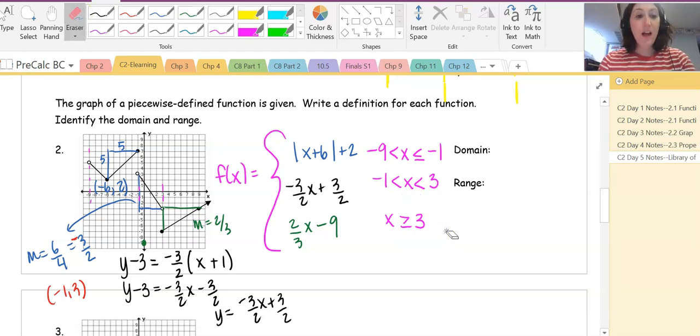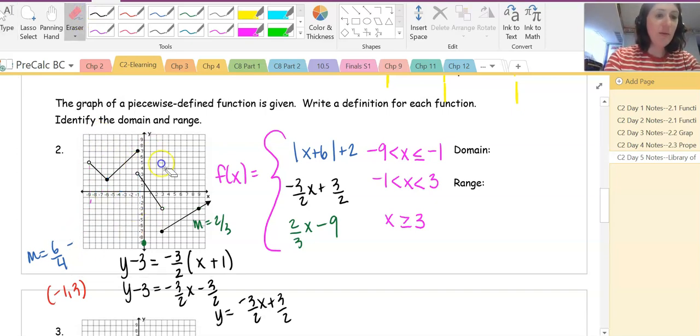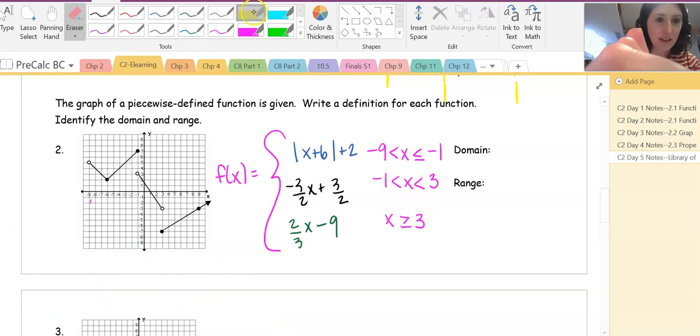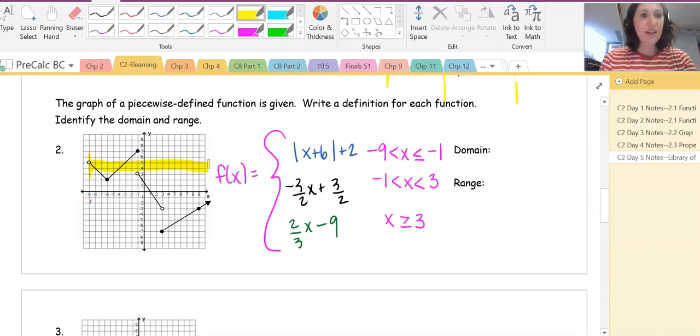Okay. Now, domain. I'm going to erase all this so that I can actually see what was originally there. So domain are possible x's. So let's just take a look at this. Our lowest is -9, right? And we just want to see, is there any value of x that we do not hit? And there is not. It continues going to the right forever.